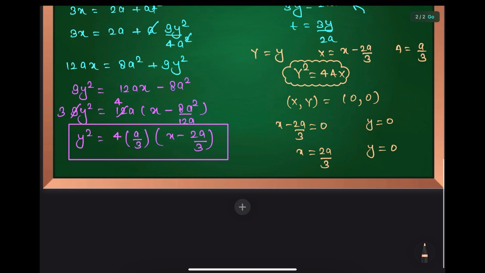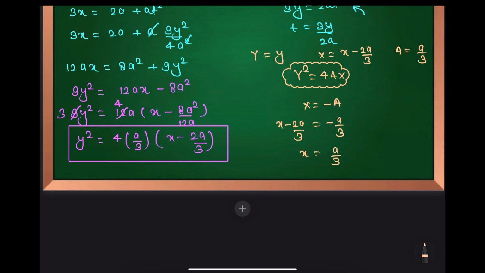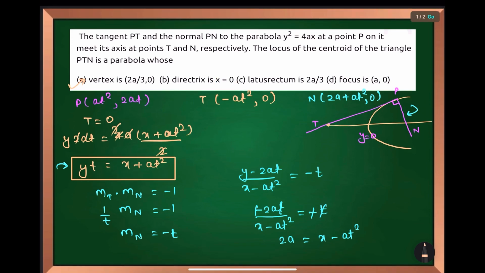Now these guys are interested in finding the directrix. Now look at this. Do you remember that the directrix will be at x equals minus a, correct or wrong? Who is capital X? X minus 2a by 3 equals minus a by 3. So x will be equal to a by 3. So this is the directrix equation, but these guys have given x equals 0, so it is wrong.